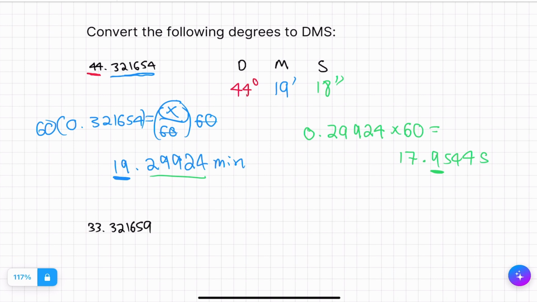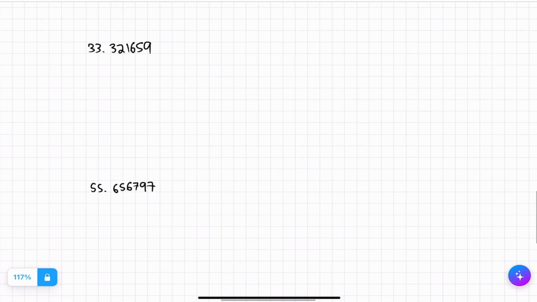Let's try another one. Now we have 33.321659 as our decimal. First, we need to find our degrees. Remember that anything before the decimal point is our degrees. So we have 33 degrees.